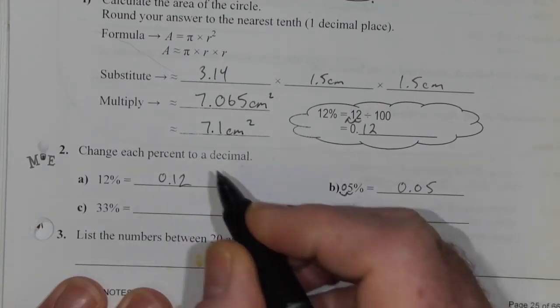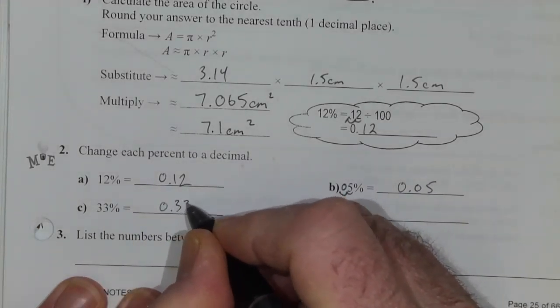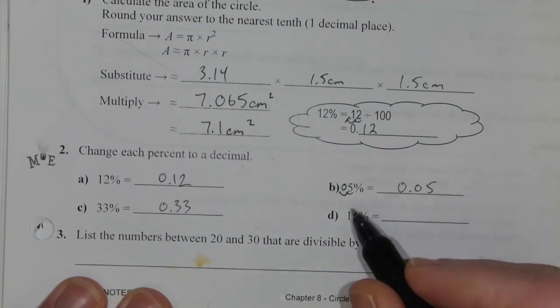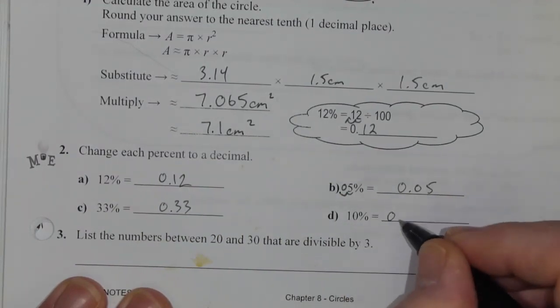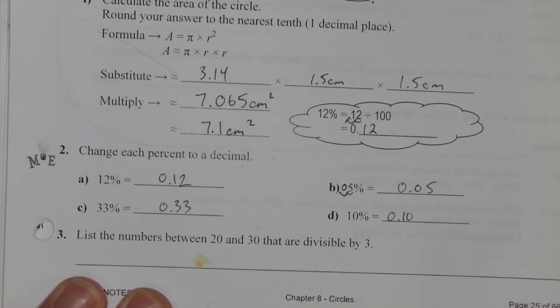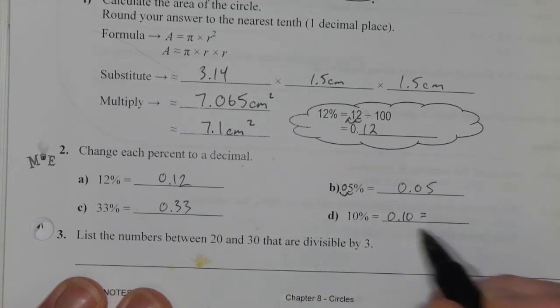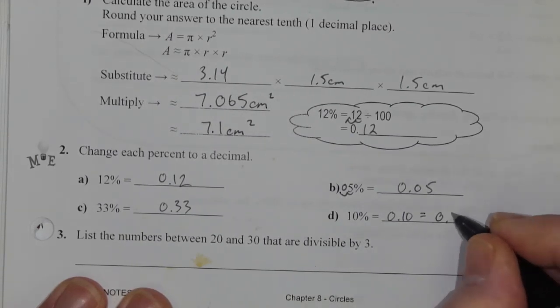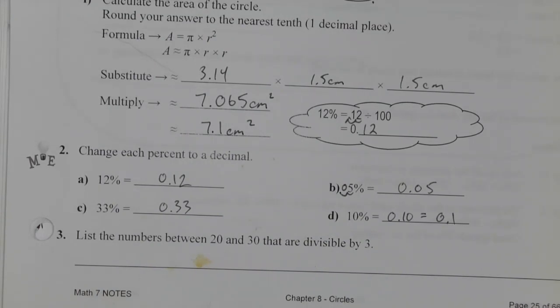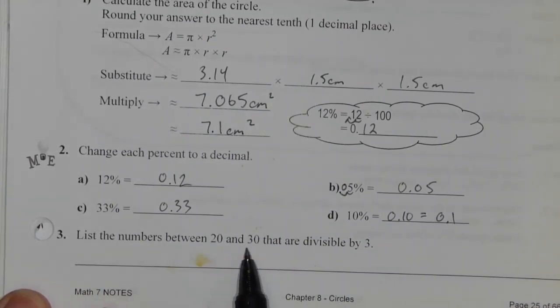This one, 33, becomes 0.33. And here you can write 0.10, but you don't need to have the zeros on the end when it's to the right of the decimal point, so we can just say that it's 0.1. And that is fine. So list the numbers between 20 and 30 that are divisible by 3.